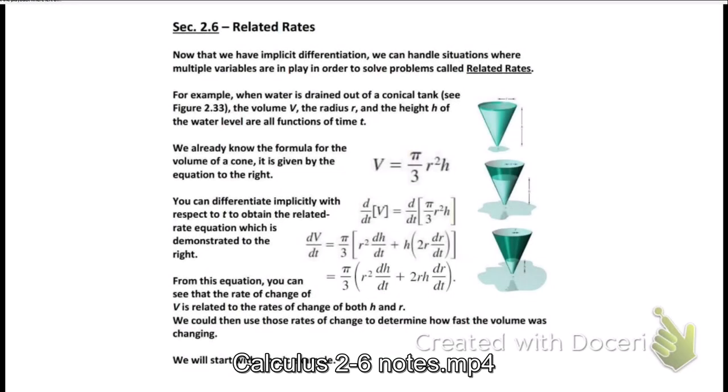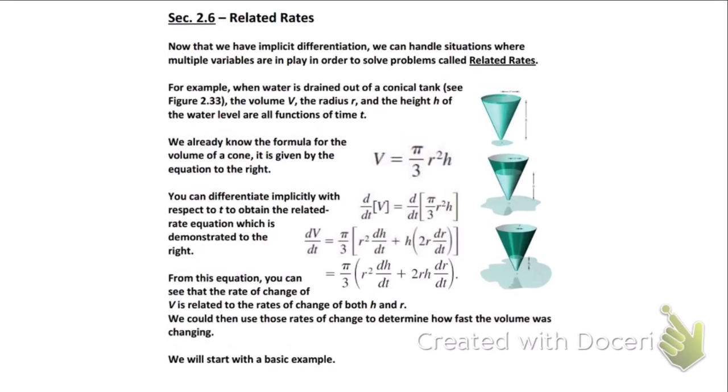This is basically word problems. And when it says related rates, you'll see what that means here in just a second. And look at the example. We've got a conical tank, and it's got a volume, it's got a radius, and it's got a height. So we've got three variables in there.